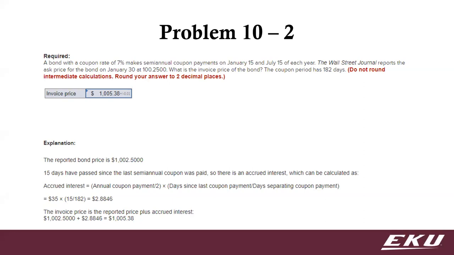This problem is similar, only the last one was a 30-day month. This one right here is 15 days, and we're looking at a 182-day coupon period. But again, all we're doing is calculating that little bit of residual interest. Again, when you hear dirty price and clean price, this is what we're talking about, that we have to add in what the interest payment is.